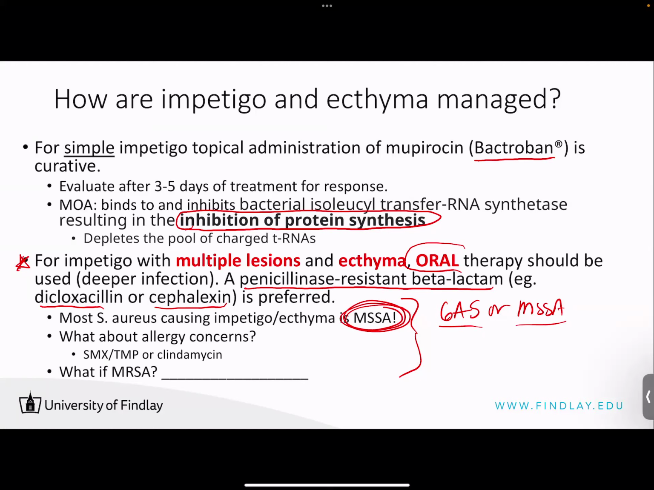All right. What if you have an allergy concern? Oh, my kid's allergic to penicillin. My kid's allergic to cephalosporins. Absolutely cannot have it. Okay. What do you do then? What's the option? Well, Bactrim. Bactrim will kill staph, both flavors. Bactrim will kill strep. So it's an option.